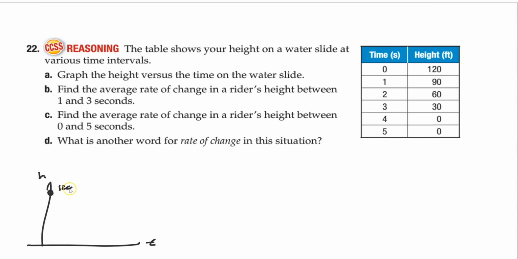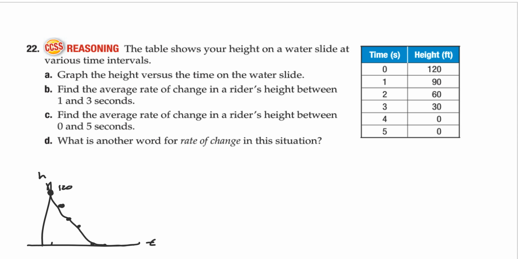That's 120. At 1 second I'm at 90, it's like around there. At 2 seconds I'm at 60. At 3 I'm at 30. Then I'm at 0. So it goes kind of like this. That's a terrible graph, but that's the idea.